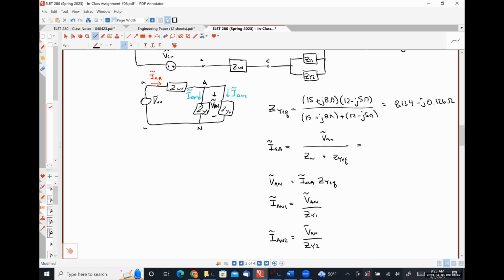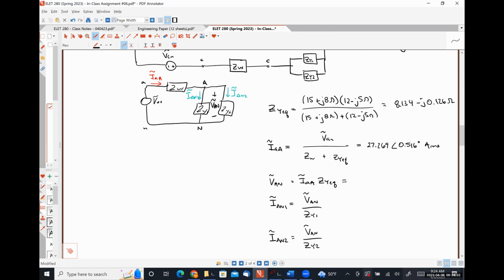So to solve for IAA, I'm going to take my voltage VAN, which if I'm not mistaken is 230 angle 0 degrees, and I'm going to divide that by ZW, 0.3 + j0.05, plus what I stored in my calculator as X. And I get, let me do this in polar form because it's a current, 27.269 with an angle of 0.516 degrees amps.